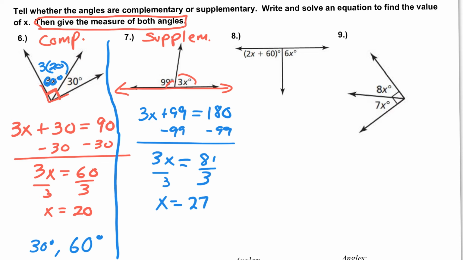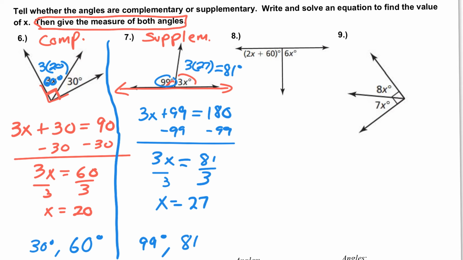So we found the value of x. Now we need to plug that back into our expressions to find the angle measures. So the first angle is 99. That one's good to go. The second angle measure, we're going to plug 27 in for x. So it becomes 3 times 27. And 3 times 27 gives us 81.